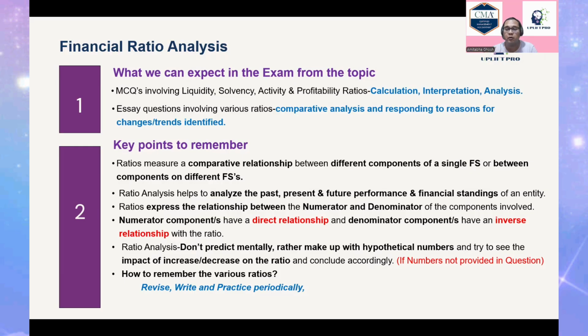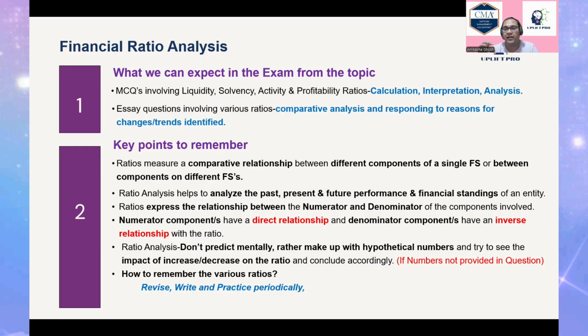And the numerator component has a direct relationship. That is, if there is an increase in the component of the numerator, it will have a positive impact on our ratio. But in case of a denominator, there is an inverse relationship, which means that if the component in a denominator increases, the ratio will undergo a decrease and vice versa. Why I'm stressing on this particular point, this is very important for you when you are analyzing or interpreting ratios. If you understand the relationship between the ratio and the numerator and denominator impact, it becomes much easier to answer.